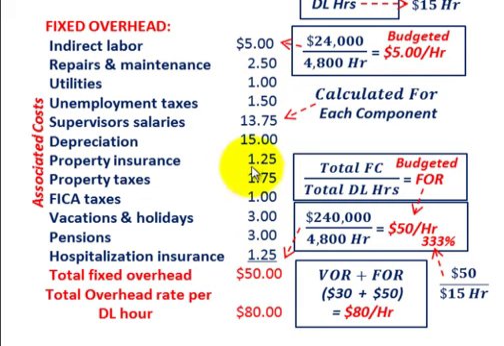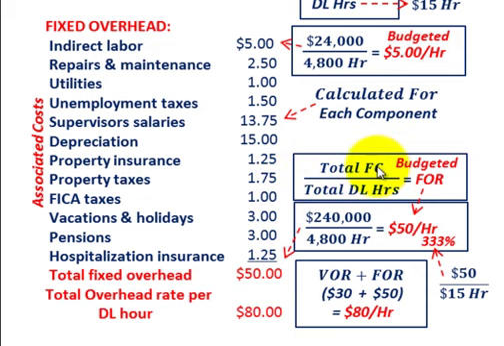Go through the same procedure: take the budgeted amount divided by the budgeted total direct labor hours for the period, and that'll give you your budgeted amount per direct labor hour. So we've taken our fixed overhead components, add them all up, and our total fixed overhead in this case is going to be $50 per hour.